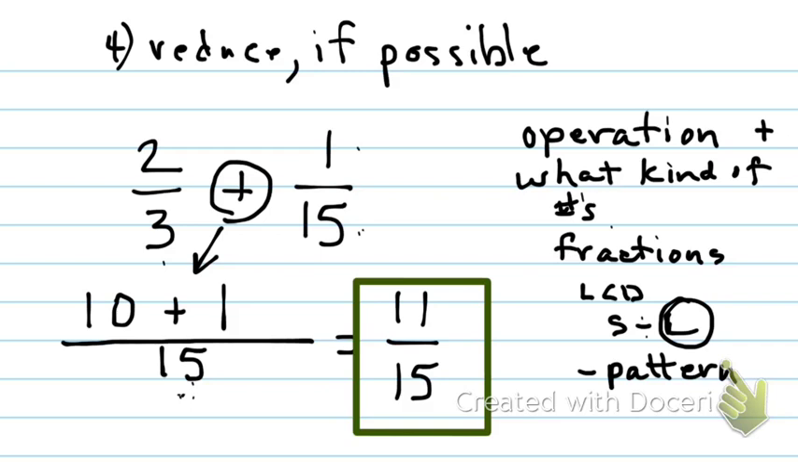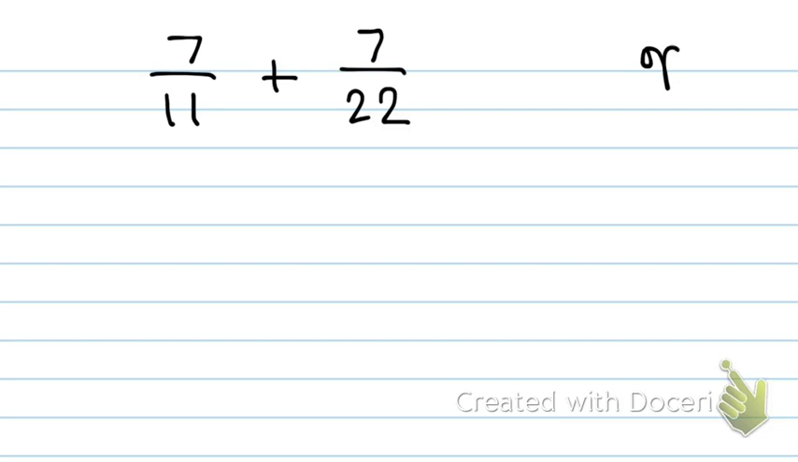Now, the pattern never changes. The only thing that can change are the numbers that you use. So the pattern itself will not ever change. Look at another one. 7 over 11 plus 7 over 22. What operation do I have here? Addition with what kind of numbers? Fractions. In order to add or subtract fractions, what do you have to have?